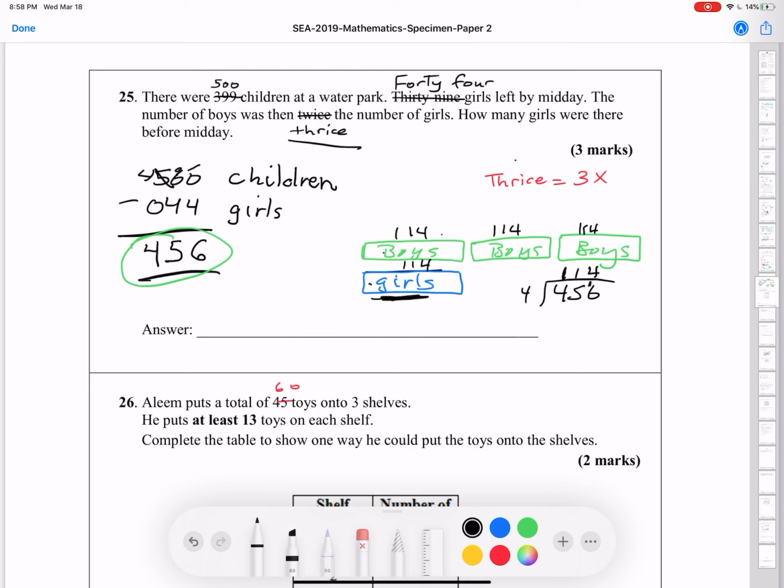So if you want to find out how many girls were there before midday, remember, 44 girls left. So bring those 44 girls back. Not literally. 114 plus 44. 4 plus 4 is 8, 1 plus 4 is 5, 1 and nothing, 1. 158.